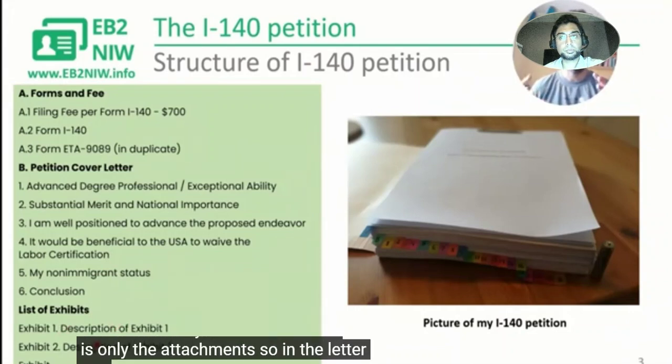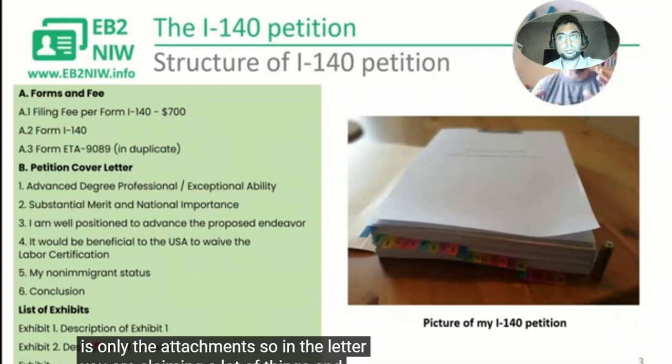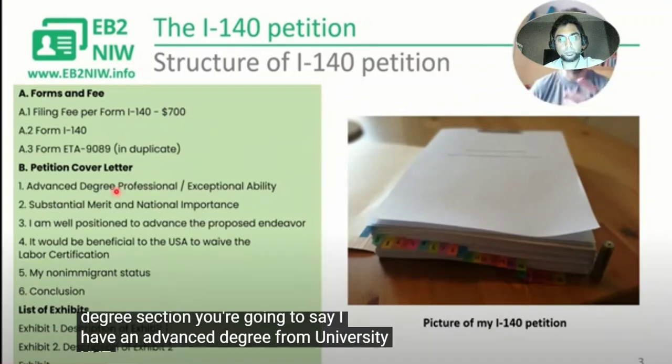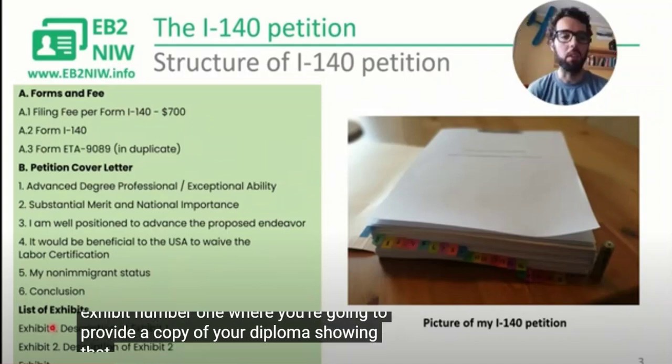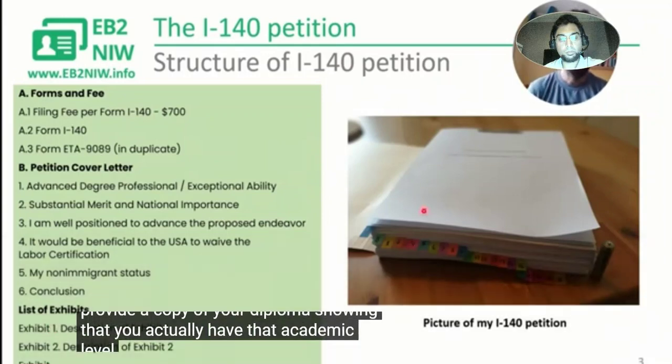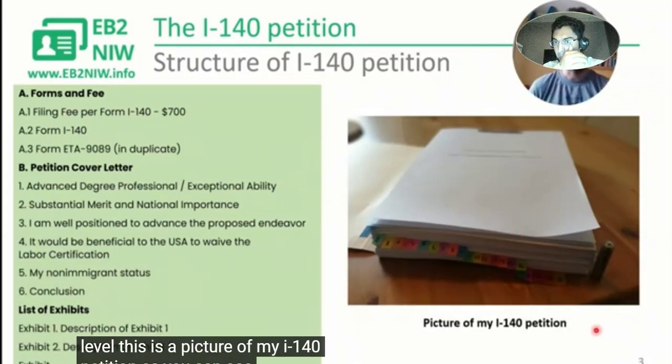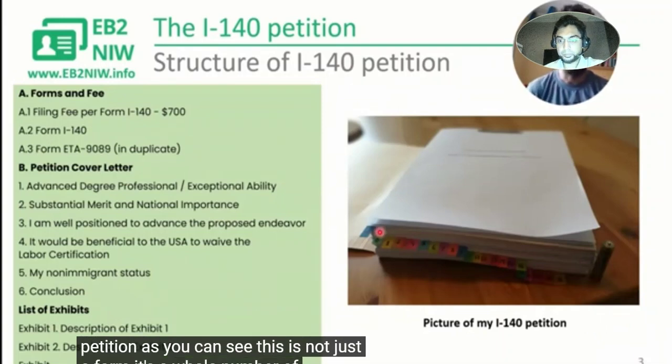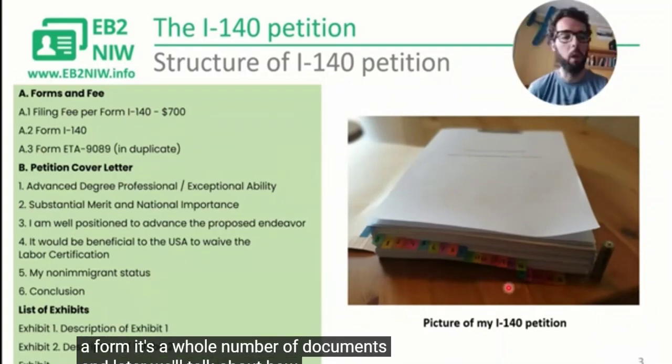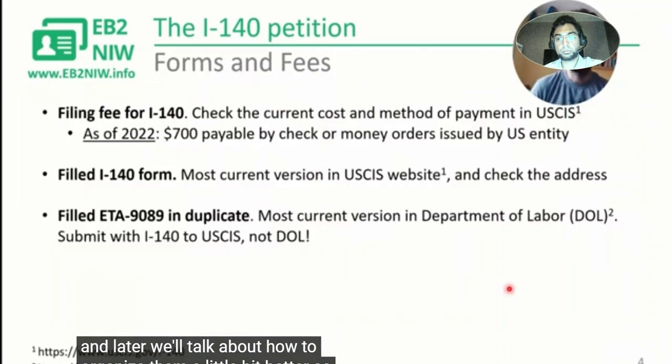So in the letter, you are claiming a lot of things, and your advanced degree from University XYZ, copy of your diploma showing that you actually have that academic level. This is a picture of my I-140 petition. As you can see, this is not just a form, it's a whole number of documents. And later we'll talk about how to organize them a little bit better. So let's go one by one.